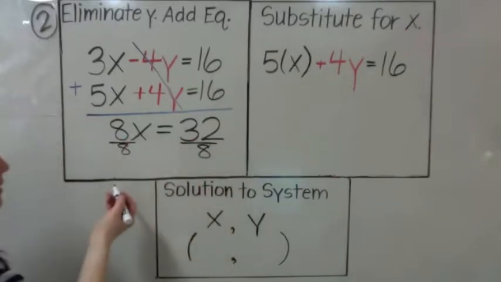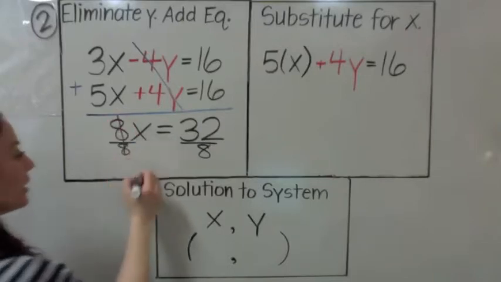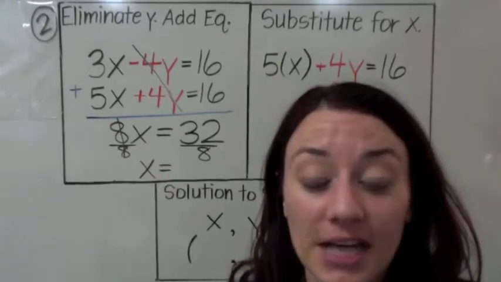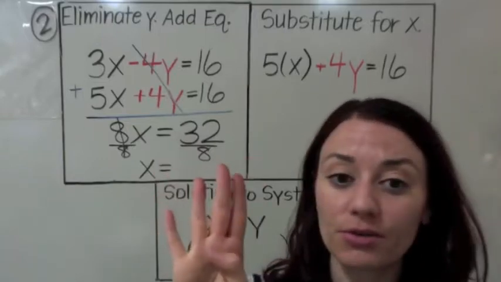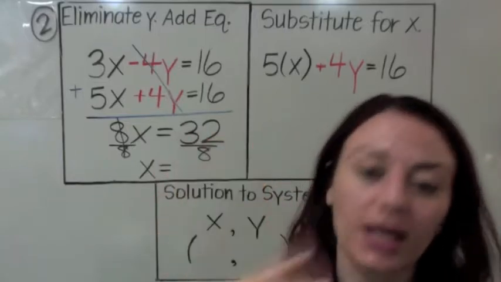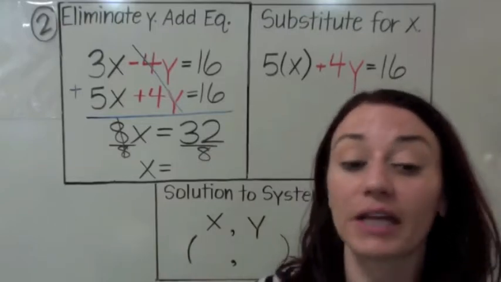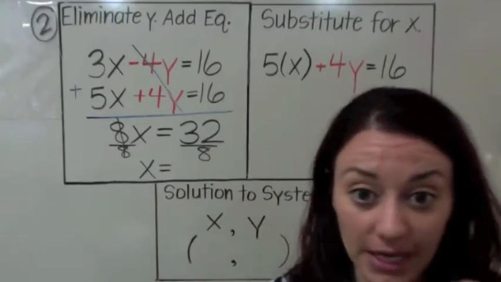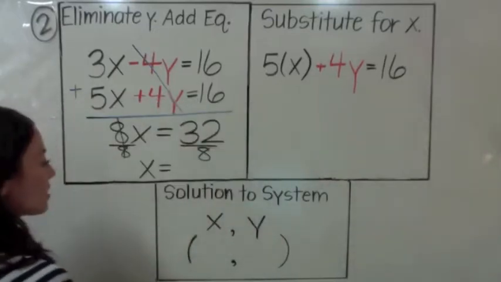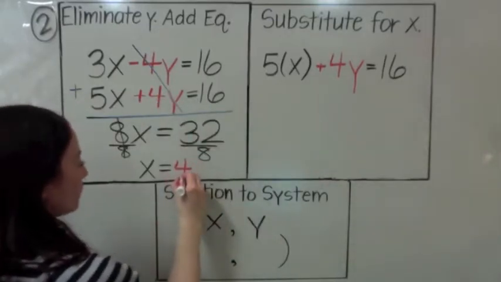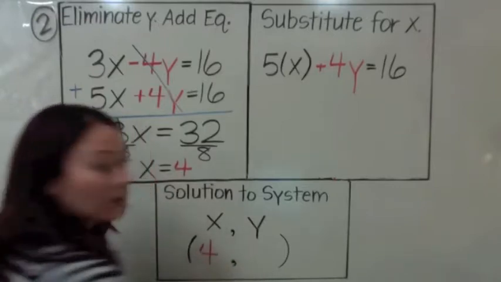When we divide both sides by 8, 8 divided by 8 is 1. What does x equal? How many times does 8 go into 32? 8, 16, 24, 32. That's 4, right? Yeah? You could use a calculator. It's fine. 32 divided by 8 is 4. So x here is 4. All right, so we're going to write a 4 right where x is.